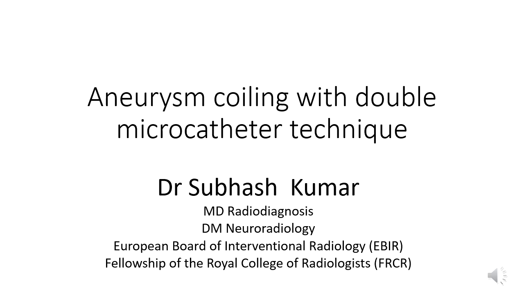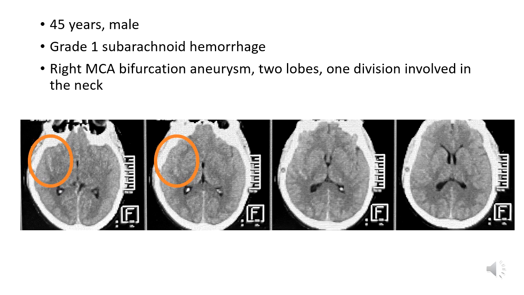Today we shall review a case of aneurysm coiling using the double microcatheter technique. Case of a 45-year-old male patient who had suffered a grade 1 subarachnoid hemorrhage and was found to have a right middle cerebral artery bifurcation aneurysm. Patient had a ruptured right MCA bifurcation aneurysm.